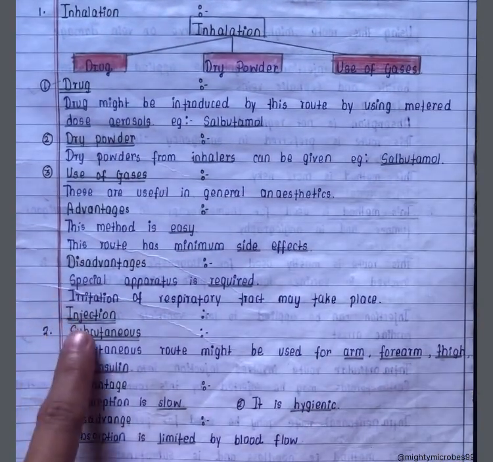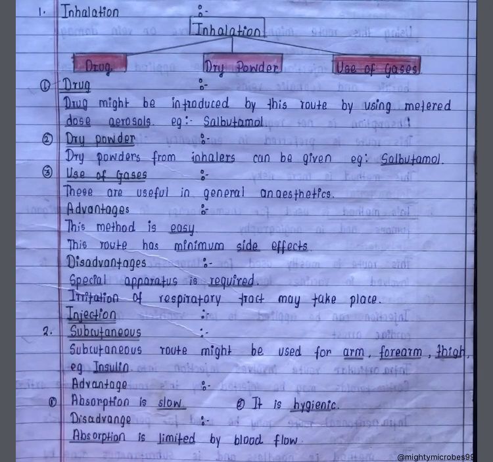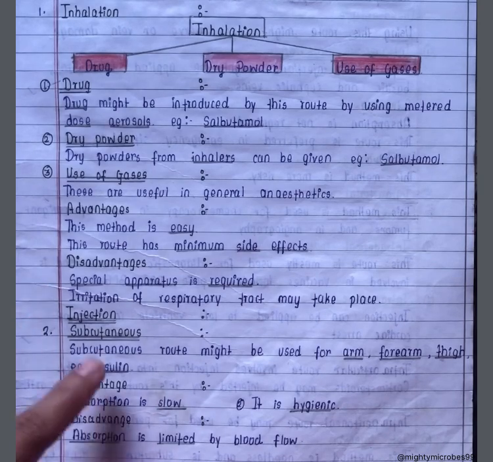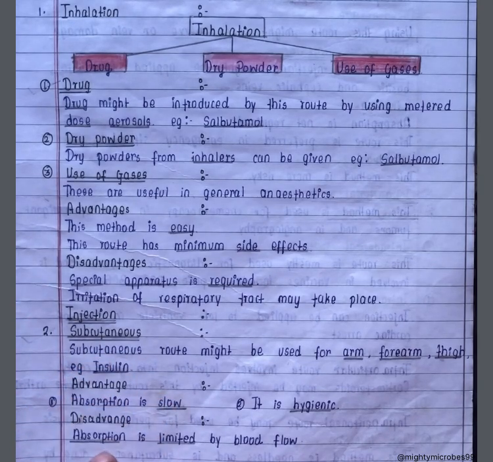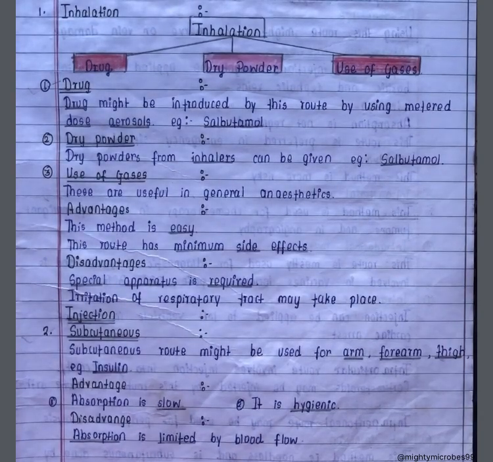In injection, there are various types through which the injection can be given to the patient. The first is subcutaneous. This route might be used for the arms, forearms and thighs. An example is insulin, where the absorption is slow and it is hygienic, but the disadvantage is that absorption may be limited by the blood flow.